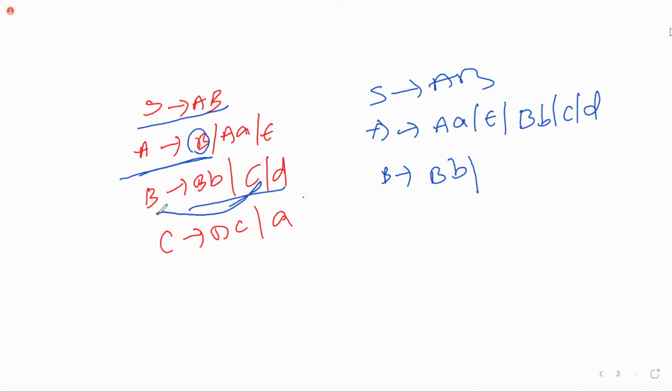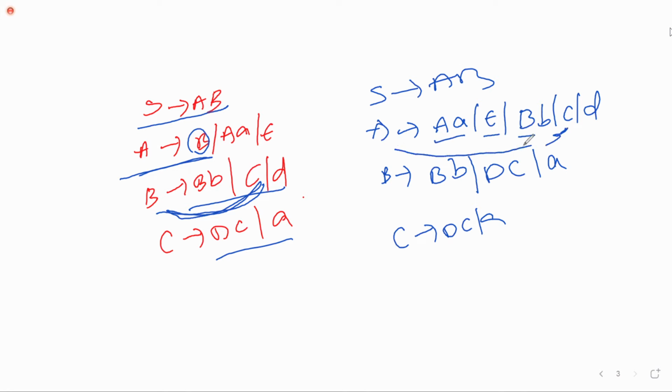B to C is a unit production. So replace this with DC or A. Next, C to DC or A. We don't have any unit production. If you go to A, no unit production. Here we have one unit production, A to C. So again, replace this C with DC or A. Any confusion here?